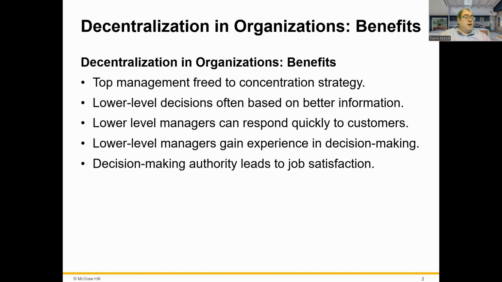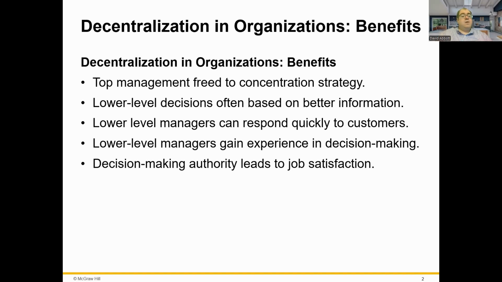It also enables lower level managers to quickly respond to customers. So lower level managers are able to respond to the needs of customers. It also provides lower level managers with the decision-making experience they will need when promoted to higher level positions. So it allows lower level managers to gain experience in making the types of decisions that they would need when they are promoted.